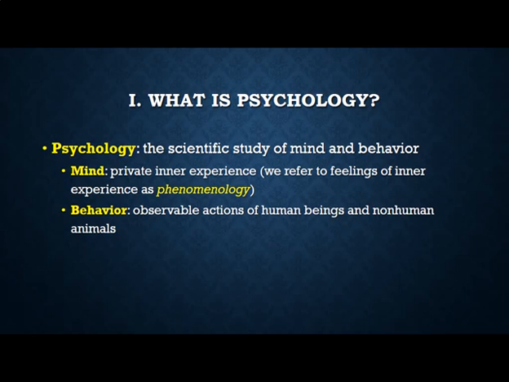So we talk about mind, and we, of course, talk about behavior, which is observable actions of human beings and non-human animals. We can measure behavior in lots of different ways. We can measure reaction time. We can measure how accurate you are at finishing that Raven's progressive matrices thing. We can measure behavior in lots of different ways.